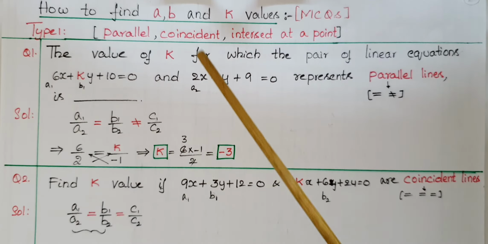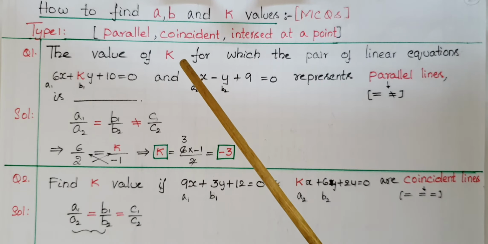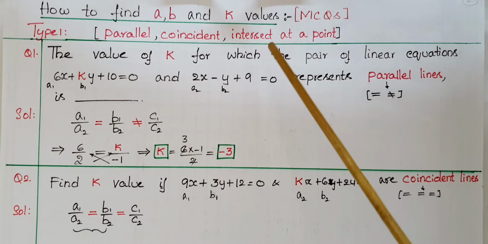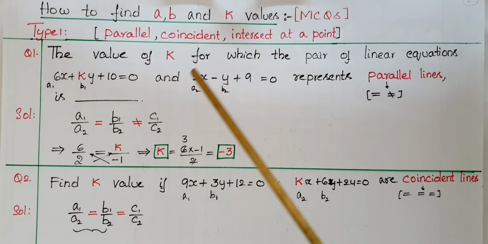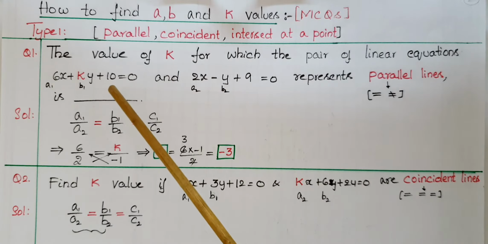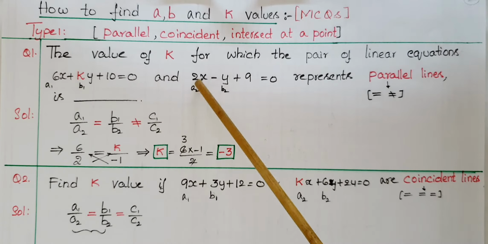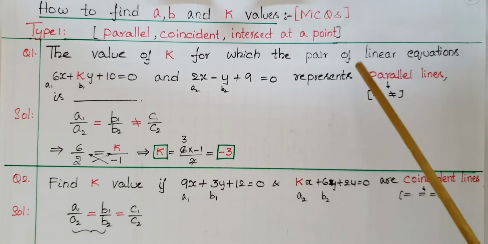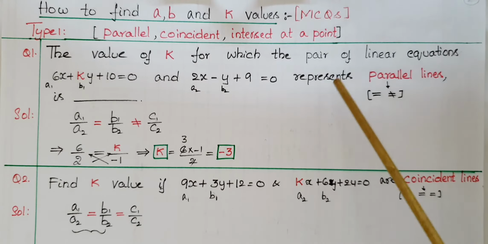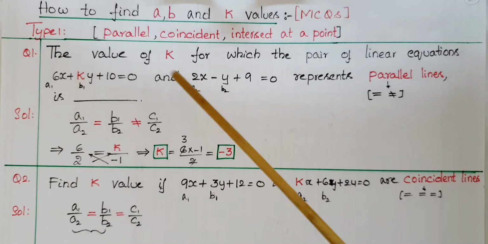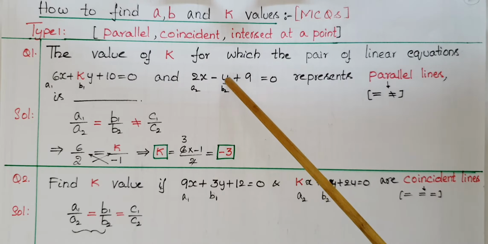The first type is if the pair of linear equations can be parallel or coincident or intersect at a point. For example, the value of k, for which the pair of linear equations 6x plus ky plus 10 is equal to 0 and 2x minus y plus 9 is equal to 0, represents parallel lines. So here a1 is 6 and b1 is k, and a2 is 2 and b2 is minus 1.